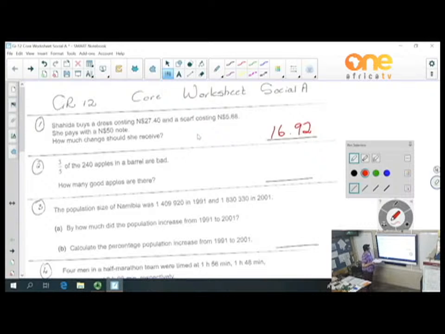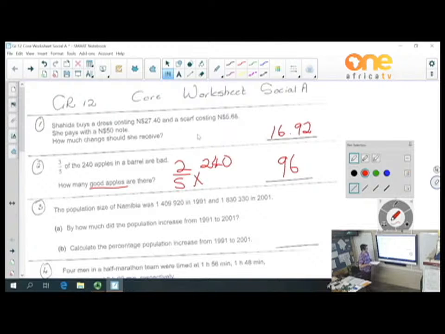3/5 of the 240 apples in a barrel are bad. How many good apples are there? So you can calculate the bad ones and subtract it, or we can calculate the good ones, which will be 2/5 of that 240. We can do it like that. So how many good ones are there? Well, yeah, 96. 96.